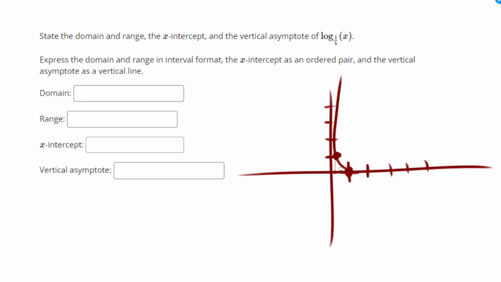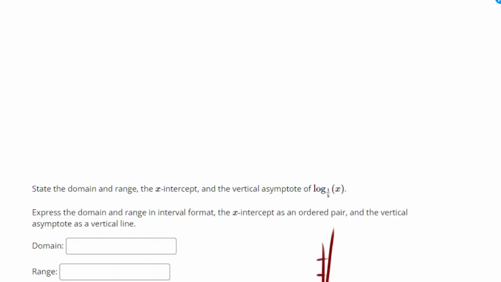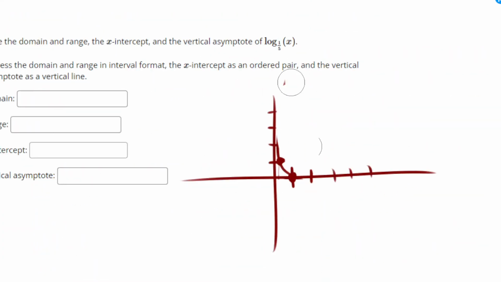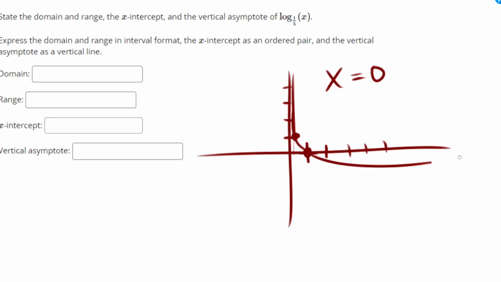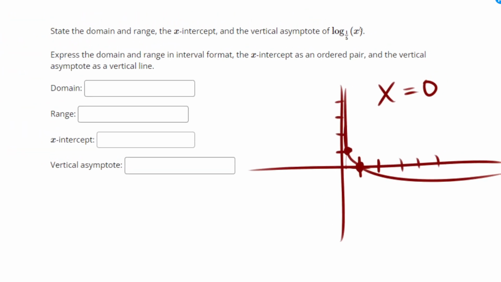Our asymptote still is at x equals 0, because we still can't have anything equal to or less than 0. And then it sort of goes like that. So our domain is going to be starting at 0 and going to infinity. It does not include 0. Our range is going to be negative infinity to positive infinity.